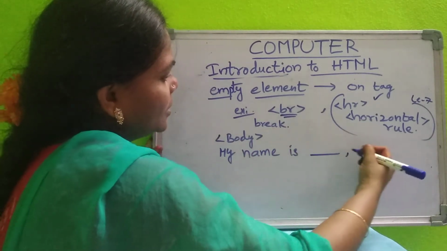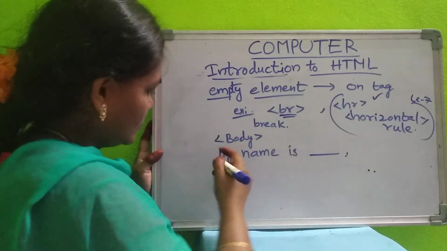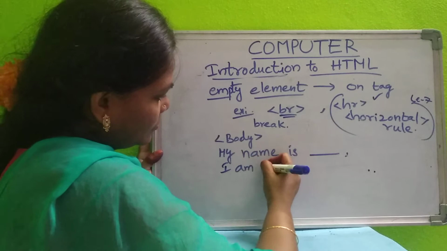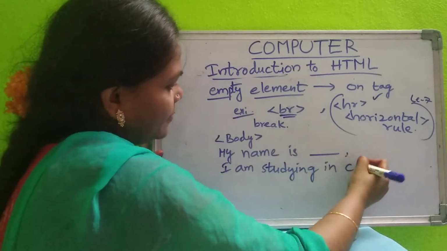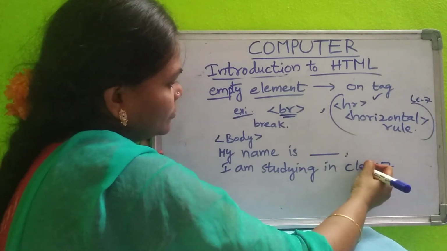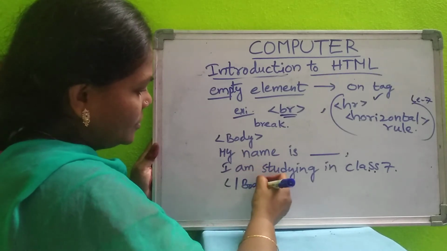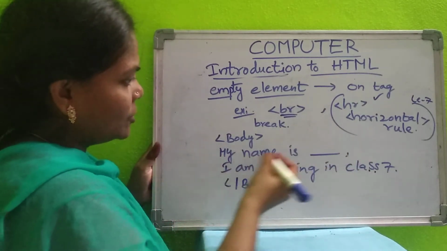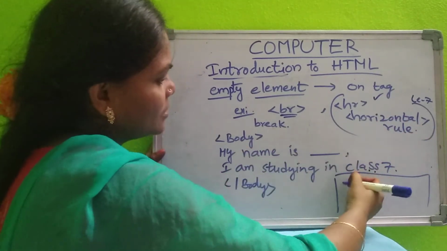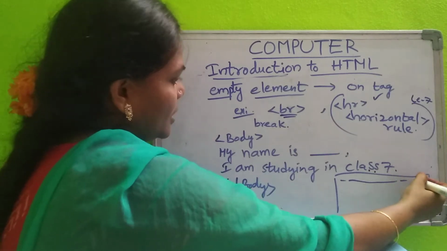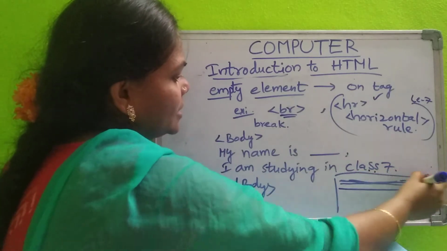Something. Next, I am studying in... Okay, only 2 lines will be written. Next slash body slash HTML will be written. So how is it displayed in the web page? In that web page the output is: my name is this one and I am studying in class 7. In total it will be displayed in one sentence.